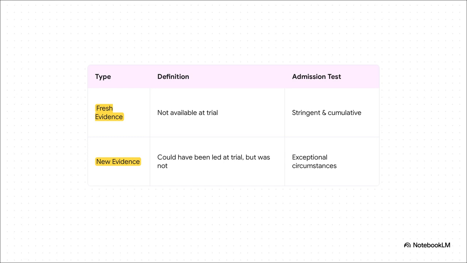Okay, another critical moment is when you're trying to introduce evidence after a trial is over, and you have to know the difference between fresh and new evidence. Fresh evidence is stuff you genuinely couldn't have found, even if you tried. New evidence is stuff you could have used, but for whatever reason, you didn't. The court's tests for these are worlds apart, incredibly strict for fresh evidence and almost impossible for new. So why are they so tough? Because the whole system relies on the finality of litigation.